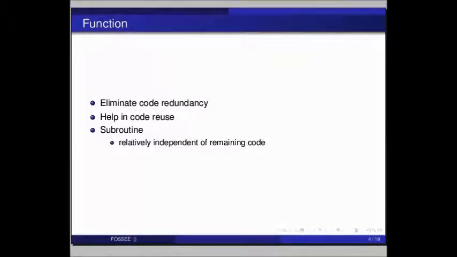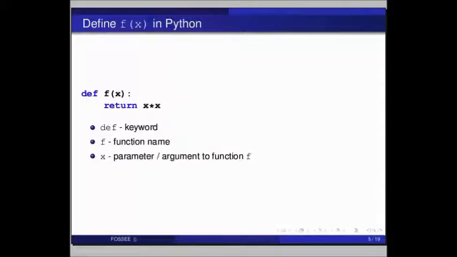So now consider a mathematical function f(x) = x². Here x is a variable, and with different values of x, the value of the function will change. When x is 1, f(1) will return the value 1 and f(2) will return us the value 4. Let us now see how to define the function f(x) in Python.